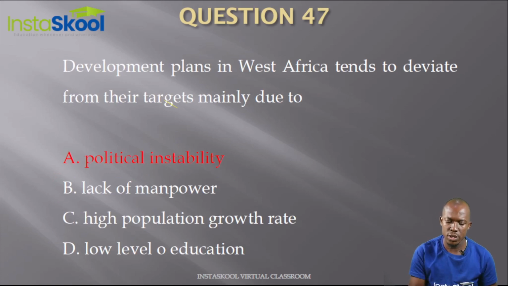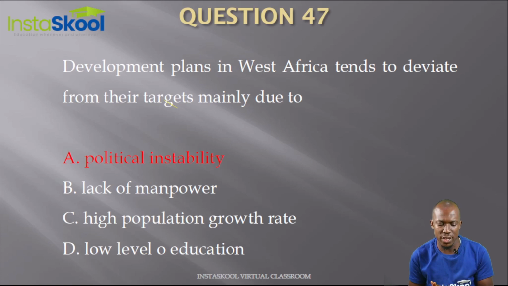Question 47 says, development plans in West Africa tend to deviate from their target, mainly due to dash. Political instability, lack of manpower, high population growth rates, or low level of education. In Africa, well, we may have low level of education, but is it the reason why we deviate from our plans? I don't think so. It's clearly not our population growth rate or lack of manpower. We actually have the manpower.